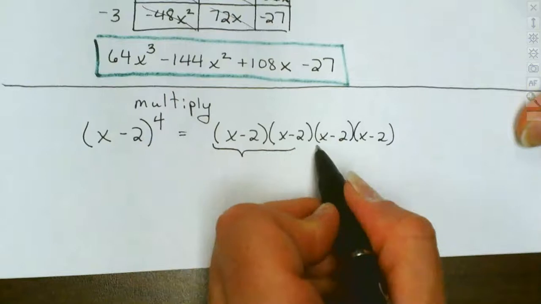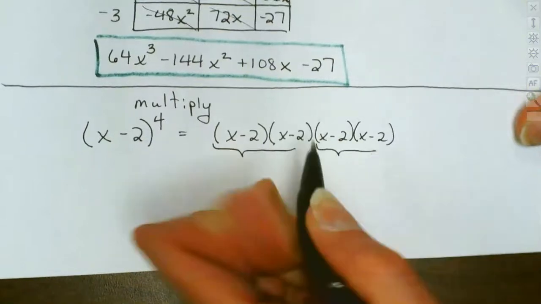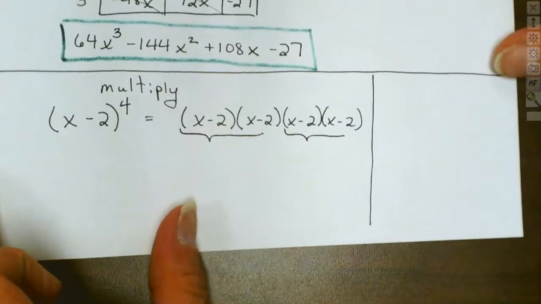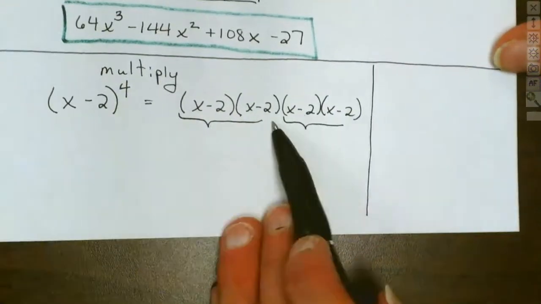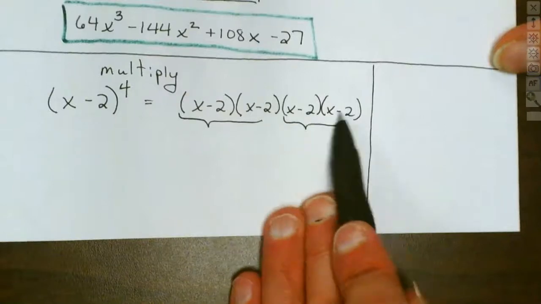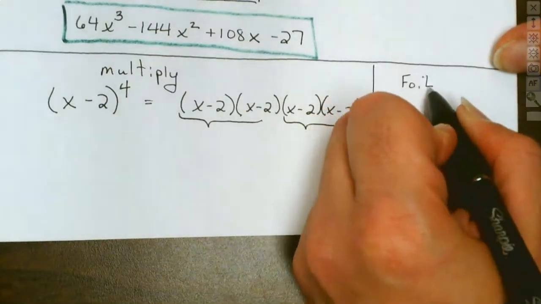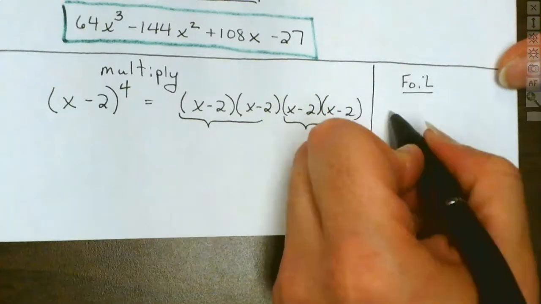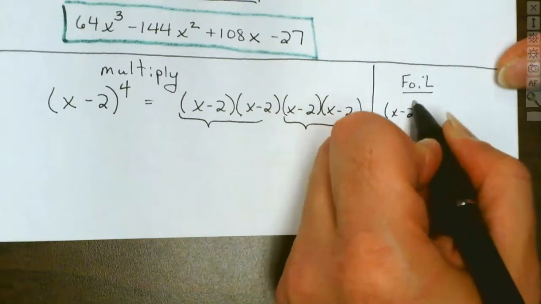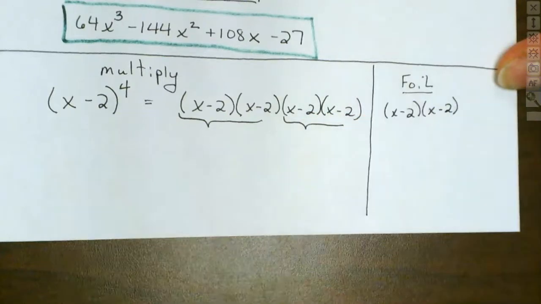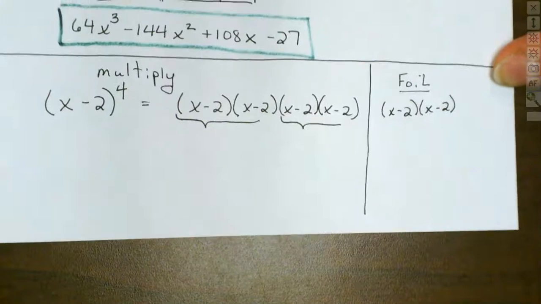And we're going to take both of these and we're going to FOIL. Now the good part about these is they're the same, right? So if I FOIL this set, it's going to be the same as foiling this set. So we've got x minus 2 times x minus 2. We're going to write this over to the side. And then we're going to FOIL.